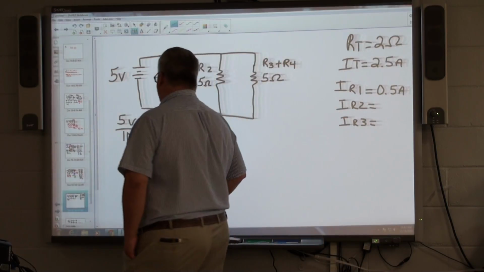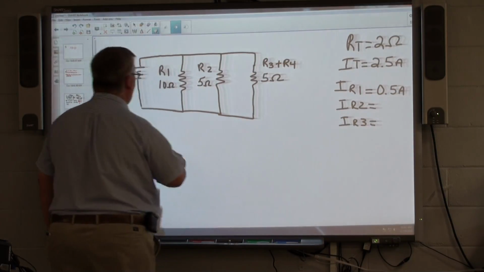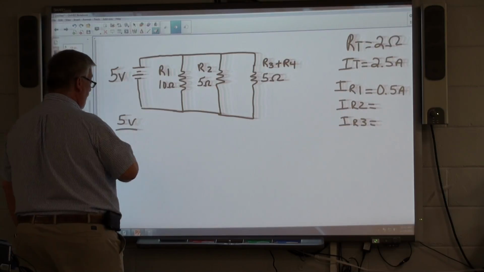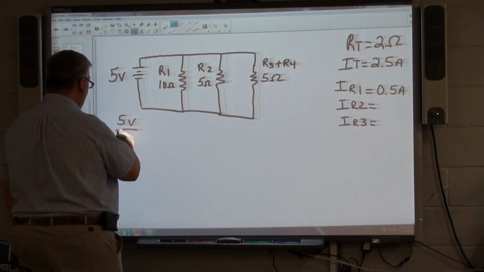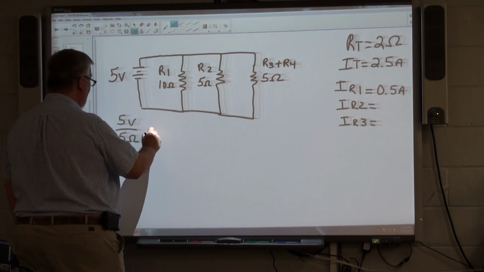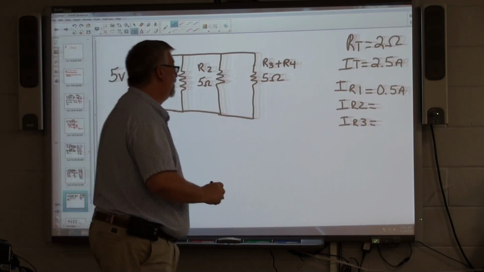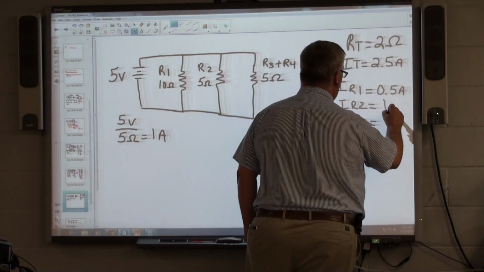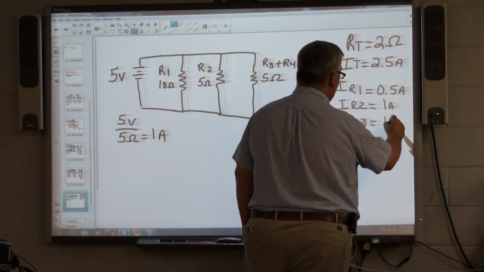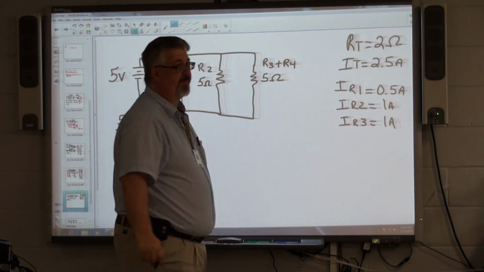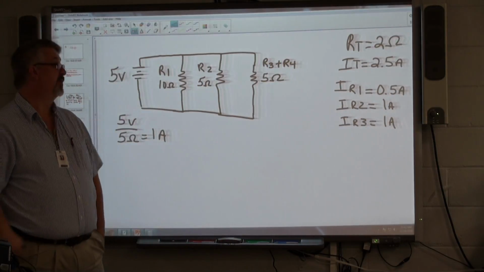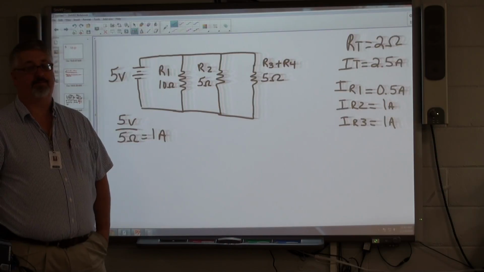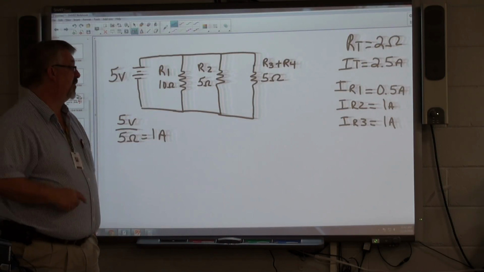Alright, here we have 5 volts divided by 5 ohms. 1 amp. And that's the same as R3, right? 1 amp plus 1 amp plus half an amp equals 2.5 amps. That's our total current. So that proves out right.